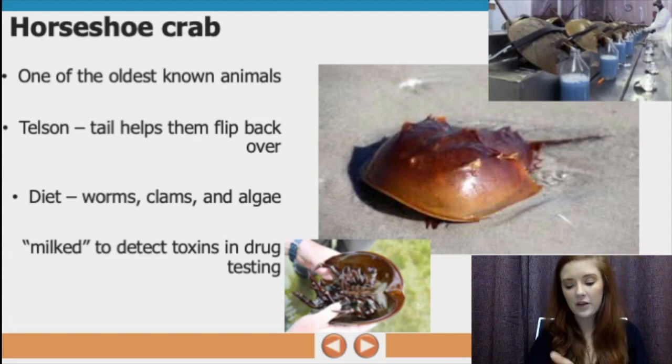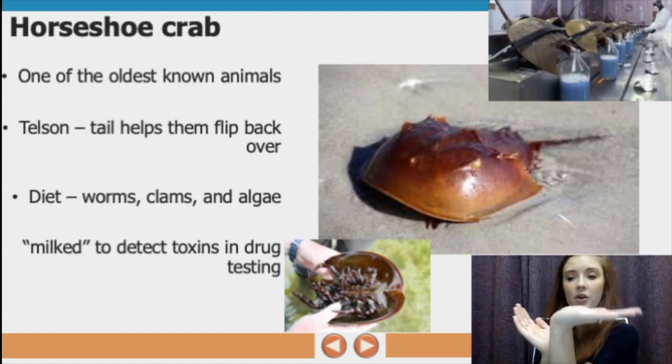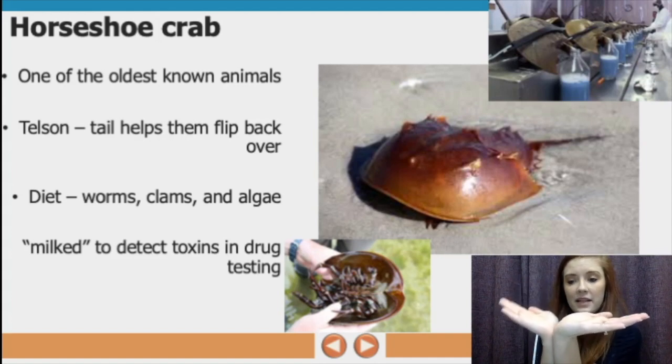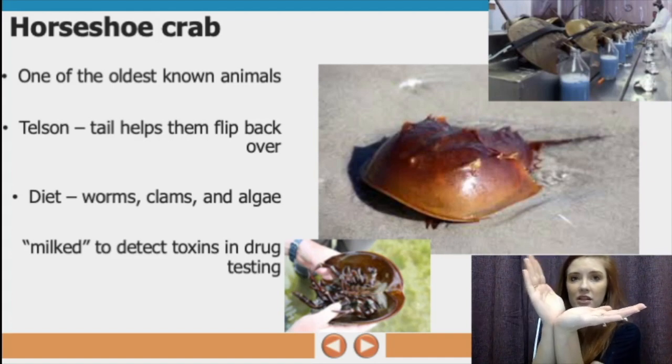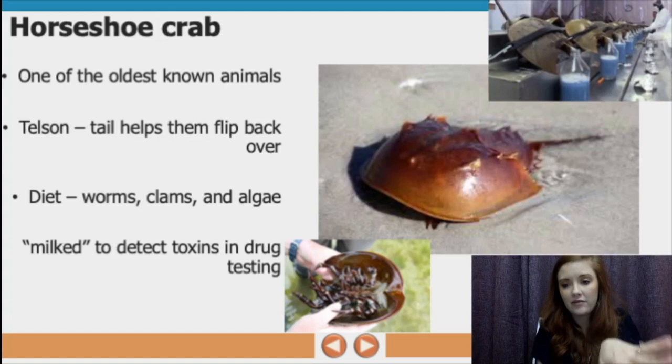So if you've ever been to the aquarium and held one in your hands or had one of the volunteers, so there's a picture actually right there of somebody holding it in their hands, you'll notice that, so if this is its body and this is the telson, you'll notice that the telson actually flips like this in order to get it to flip back over.